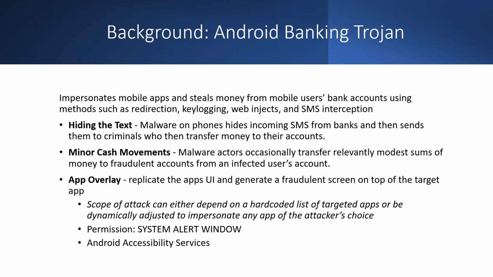to their accounts. Mirror cash movements. Malware actors occasionally transfer relatively modest sums of money to fraudulent accounts from an infected user's account. And an app overlay, where it replicates the app's UI and generates a fake screen on top of the target app. The scope of the attack can be either dependent on a hard-coded list of targeted apps, or can be dynamically adjusted to impersonate any app of the attacker's choice. Generally, the permission is the system alert window, and it also takes advantage of the Android accessibility service.